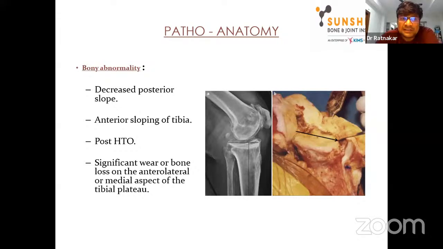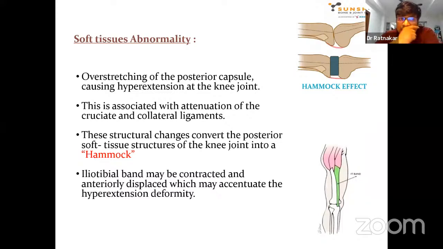In the patho-anatomy, there is a decreased posterior slope. There is anterior sloping of the tibia, as what you see in a post-HTO. And there is a significant wear or bone loss on the anterolateral or the medial aspect of the tibial plateau. The soft tissue change is because of the overstretching of the posterior capsule. The knee attains hyperextension. And also there is associated collateral or cruciate attenuation leading to this hammock effect. Further on, if the ITB gets contracted, the hyperextension can be further accentuated.